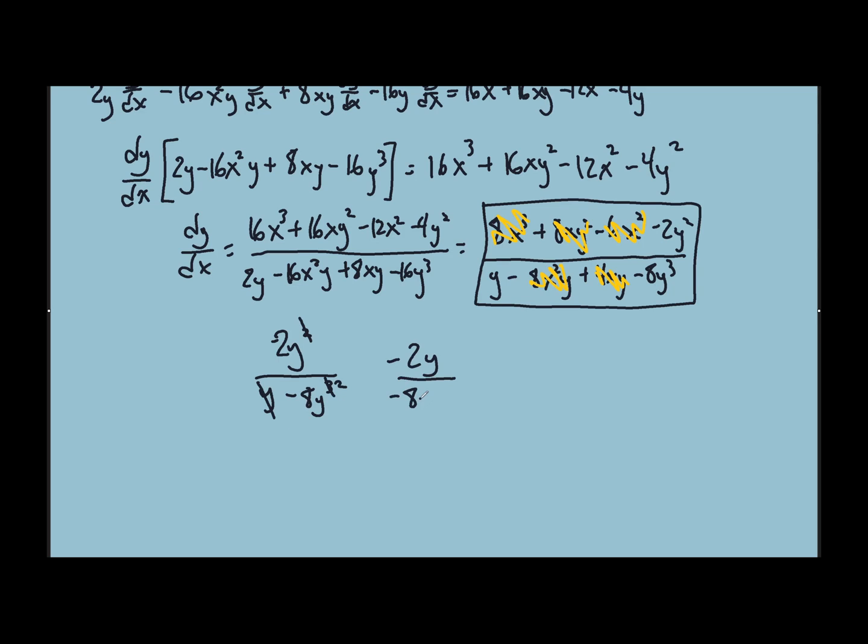negative 1 minus 8y squared. And y is 1/2, so negative 2 times 1/2 would be negative 1, over, what's 1/2 squared? That's 1/4. 8 times 1/4 is 2. 1 minus 2 is negative 1. So do we get a slope of 1 after all of that?